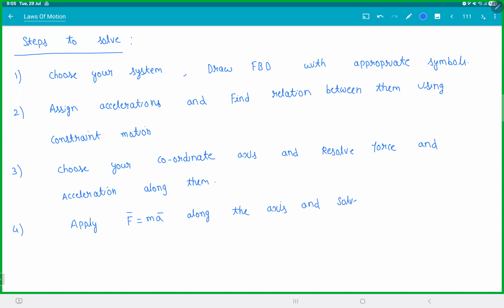You know how to draw an FBD. You know how to find constraints. You know how to resolve components. You know how to write equations. You know how to solve. This is your process. It doesn't matter what kind of problem I give. This is the process.